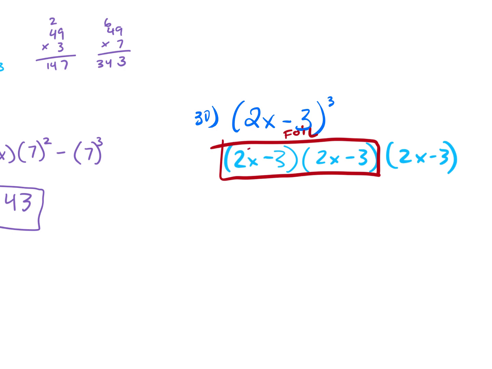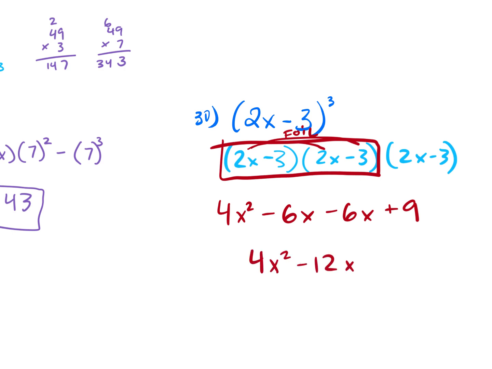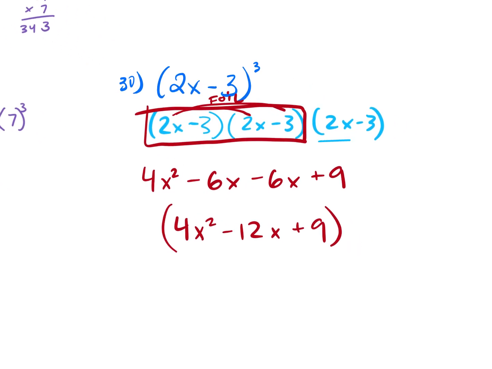So starting with our first, we get 4x squared. The outside would be minus 6x. The inside would be minus 6x, and then plus 9. Combine like terms, we get 4x squared minus 12x plus 9. Now we have to multiply this to the third one, so 2x minus 3. Just make sure everything in the first set of parentheses gets multiplied to everything in the second.